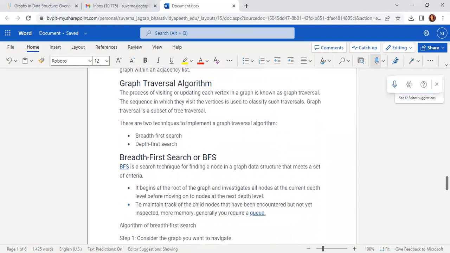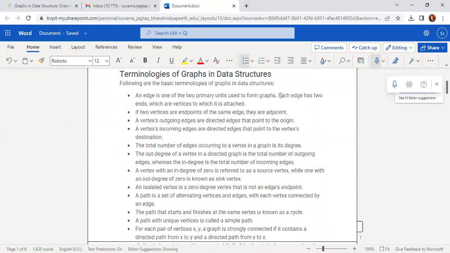The next part over here is about graph traversal algorithms. There are basically two graph traversal algorithms. First is called BFS or breadth first search. This is a technique which is used to find a node in the graph that meets the criteria. What is the criteria over here? It begins at the root of the graph and investigates all nodes at the current depth level before moving on to nodes at the next depth level. Second, to maintain the track of the child nodes that have been encountered but not yet inspected, more memory, generally a queue, is used in this case.